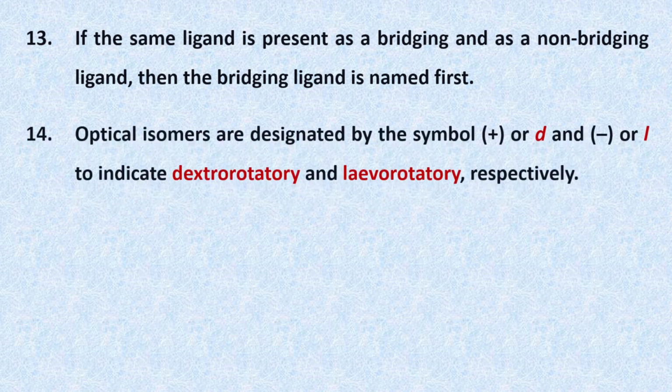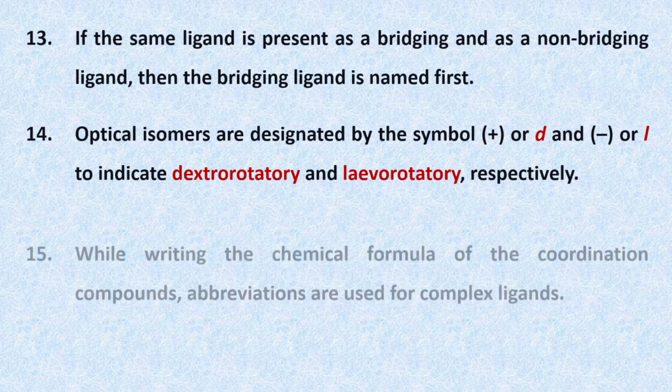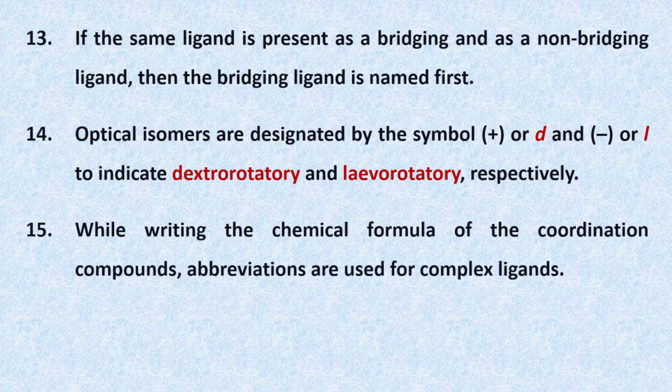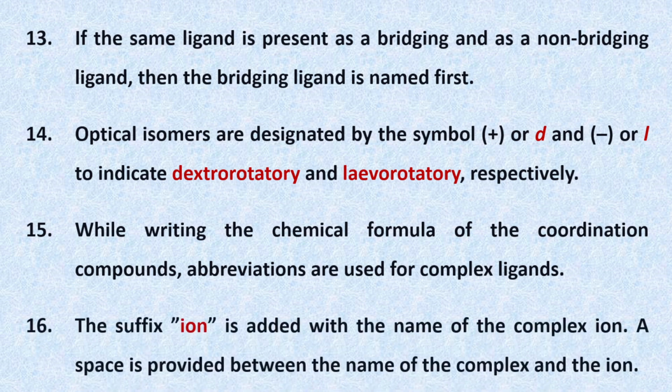Optical isomers are designated by the symbol plus or small d and minus or small l to indicate dextrorotatory and levorotatory respectively. While writing the chemical formula of the coordination compounds, abbreviations are used for complex ligands. And the last one is the suffix ion is used with the name of the complex ion, and a space has to be provided between the name of the complex and the ion.